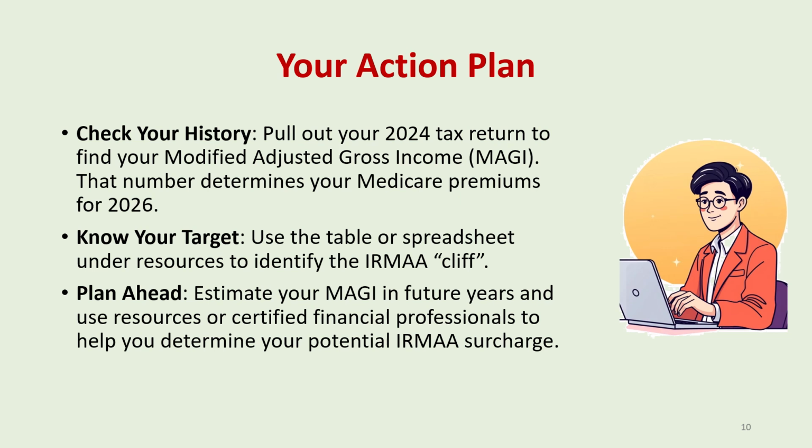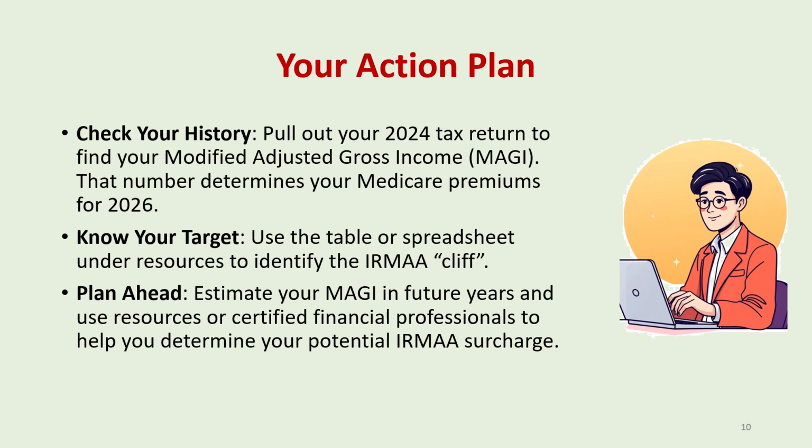In summary, this is your immediate action plan based on what we learned today. 1. Check your history. Pull out your 2024 or 2025 taxes, depending on what year it is, and find out what your MAGI is. That number determines your Medicare premium for 2026. Remember, MAGI is basically your AGI plus any tax exempt interest that you may have had, like municipal bonds and so on.